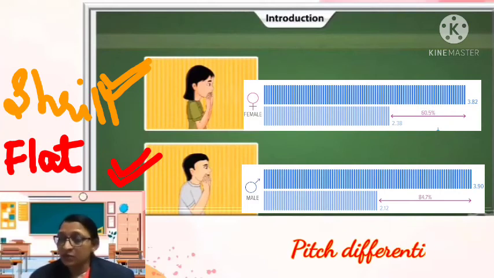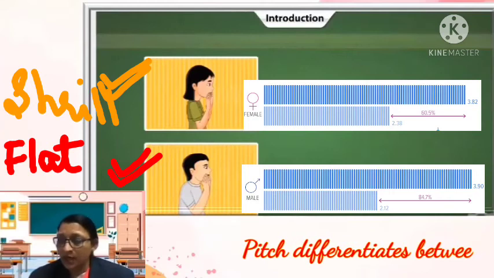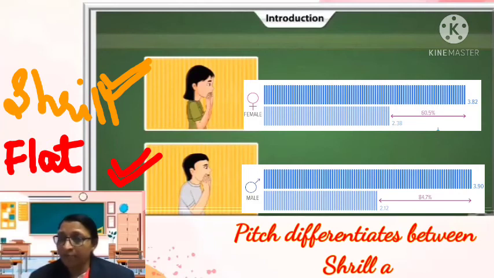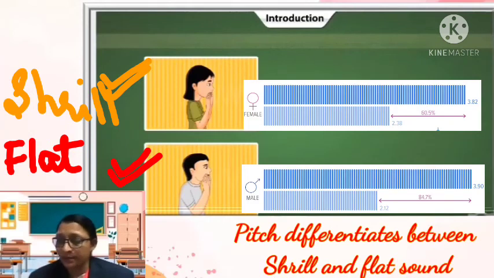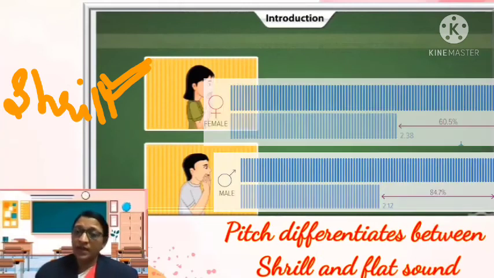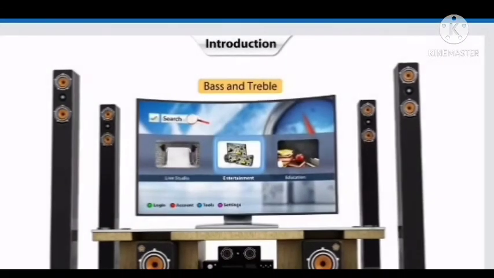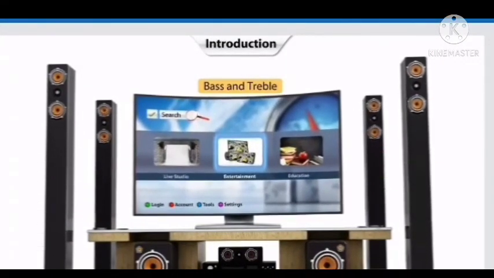Pitch is the characteristic of sound that differentiates a shrill sound from a flat sound. It depends on the number of vibrations per second. Pitch refers only to musical sound, and each musical note has a definite pitch. If the pitch is low, then the sound is flat, and if the pitch is high, the sound is shrill. Let us observe the concept of pitch with this animation. In a television, bass and treble refer to low and high pitch respectively.